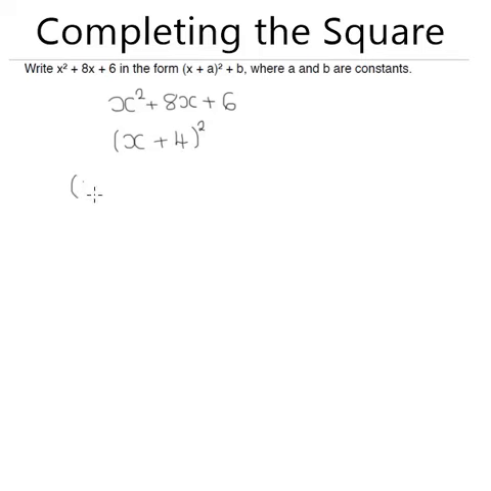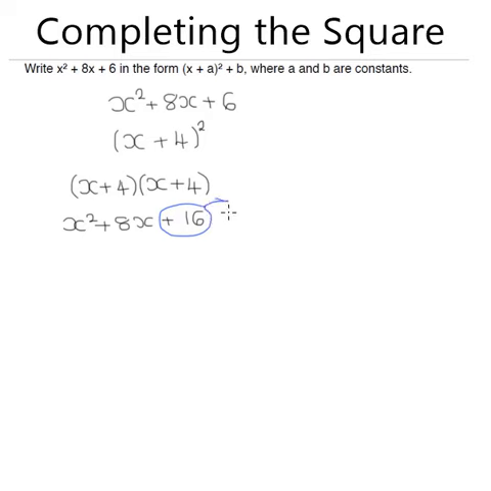So if I was to write this bracket out, x plus 4 squared, and I expand this bracket, we're going to get x squared plus 8x plus 16. So if you notice here, we wanted this part to represent my x squared plus 8x, but it actually represents x squared plus 8x plus 16. So I need to get rid of this plus 16.